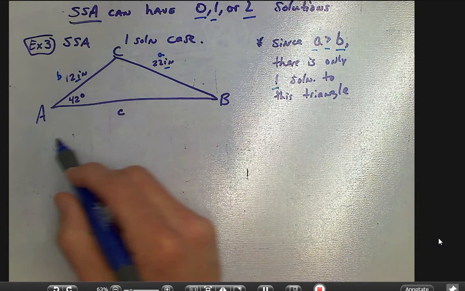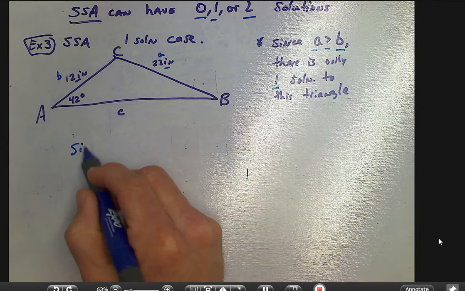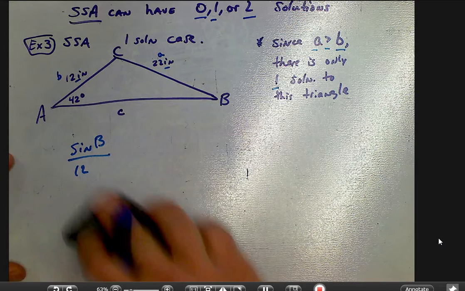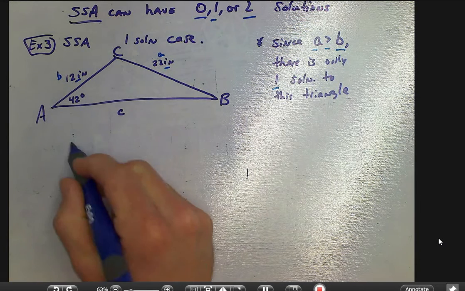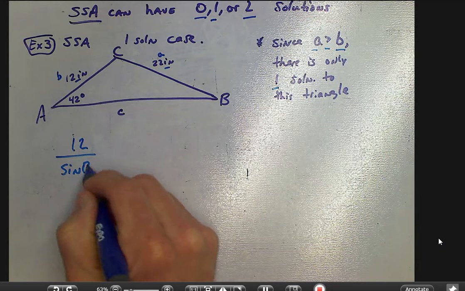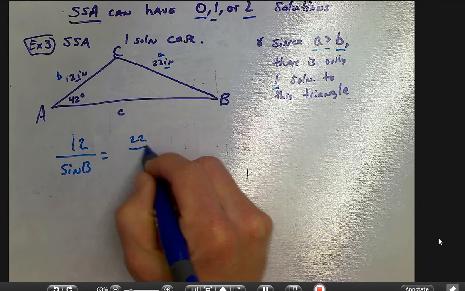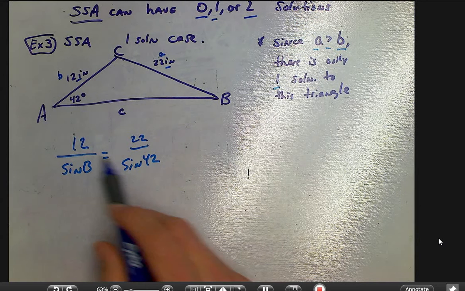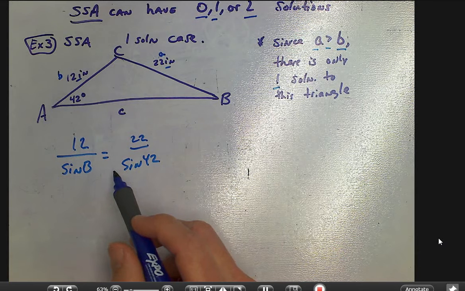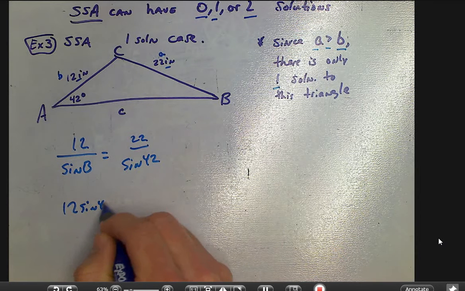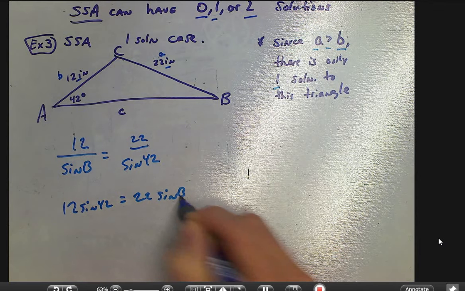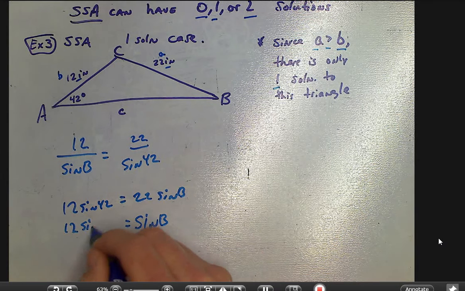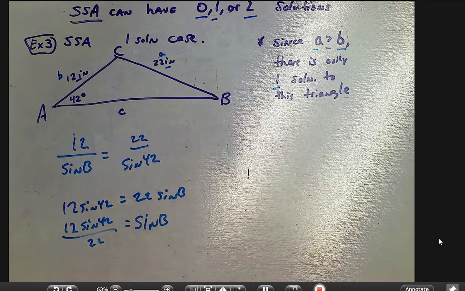For angle B, the sine of angle B is equal over 12 inches. Let me go ahead and write that in a different way because we put those on bottom. The length 12 over the sine of B is equal to the length of 22 over the sine of 42. So if I take 12 times the sine of 42, that's equal to 22 times the sine of B, that means the sine of angle B equals 12 times the sine of 42 divided by 22.